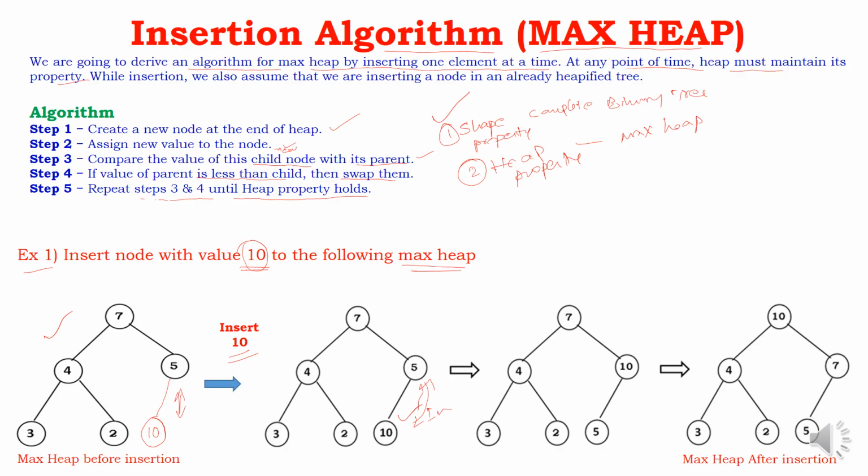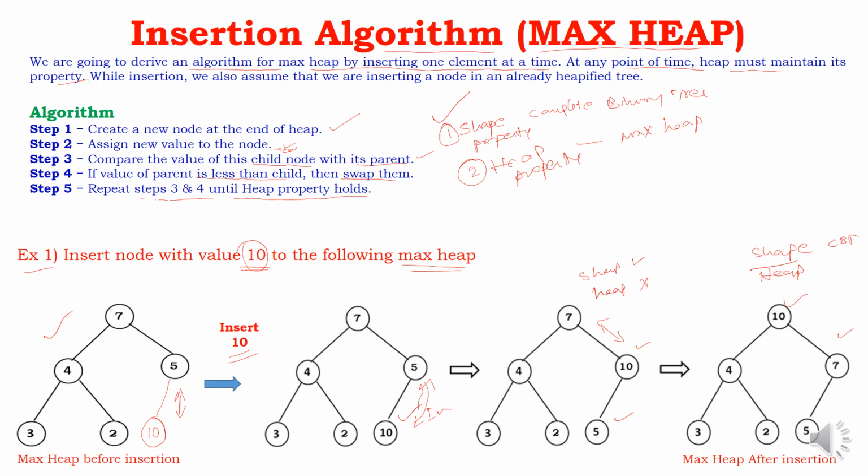So 10 and 5. Now check, is it satisfying the shape property? Yes, the shape property is okay. What about the heap property? It is not okay because here 7 is parent and 10 is child. 7 should be greater than 10. Again, these two have to be interchanged: 10 and 7. Now check the shape property. It is satisfying the shape property. Shape property is complete binary tree. What about the heap property?